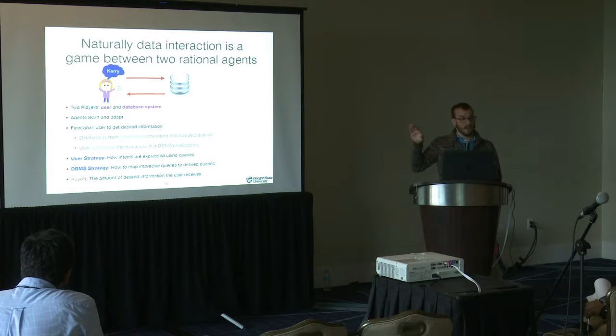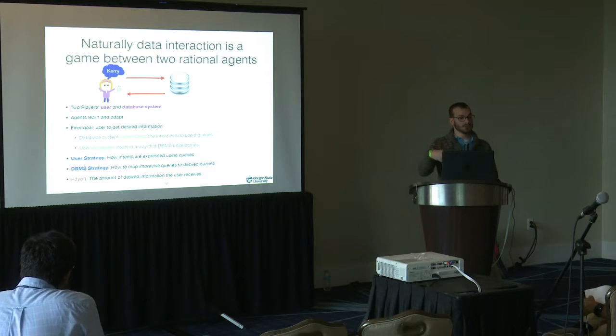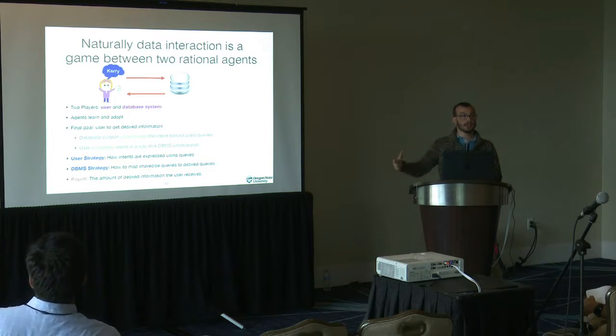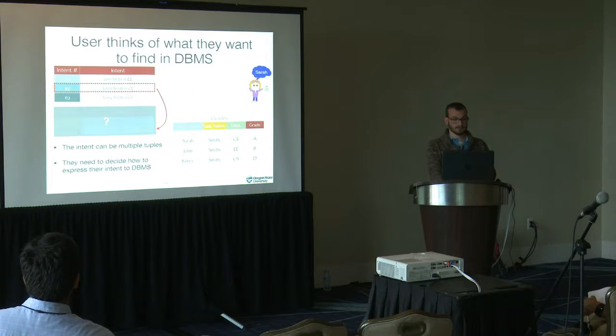So we have a user strategy, which is how their intents are expressed using queries, so what they're thinking about finding is expressed using queries. And then the database system strategy is going to be how to map those imprecise queries from the user to the actual desired queries. And the payoff of this entire game is the amount of desired information the user receives.